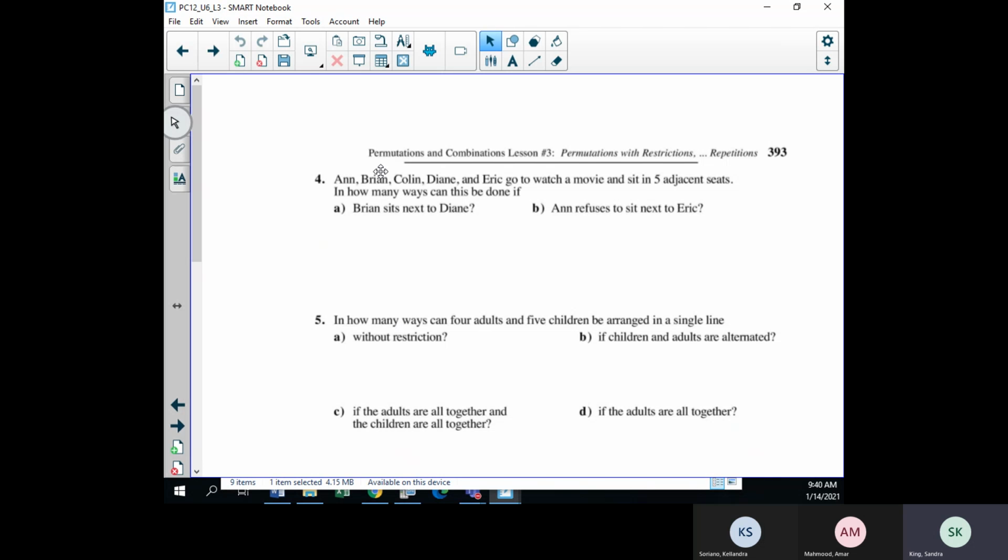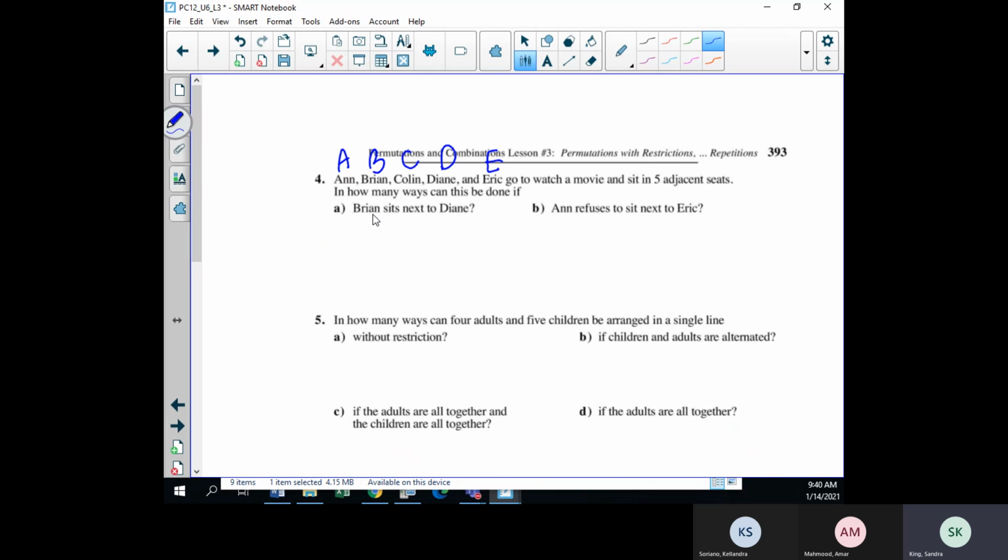So Anne, Brian, Colin, Diane, and Eric go to watch a movie. So we're going to put these on discs, right? I like thinking of the discs for these. Look how nicely they set this up for us: A, B, C, D, and E. They go to watch a movie and they sit in 5 adjacent seats. You could do your little rows, but when we're putting things together, I like thinking of it in the disc.